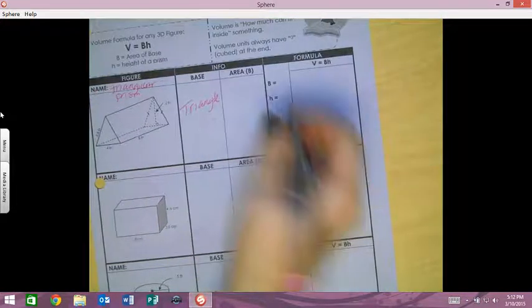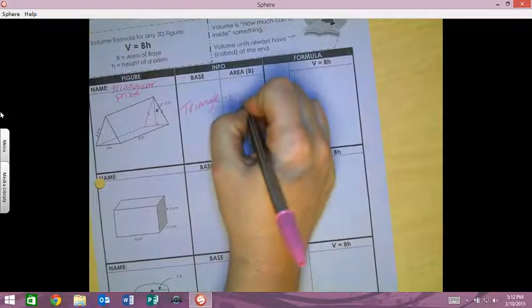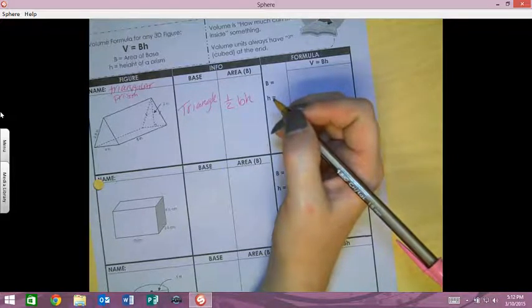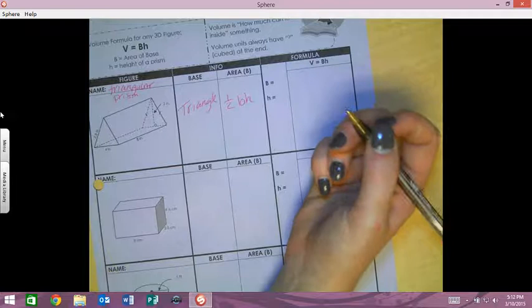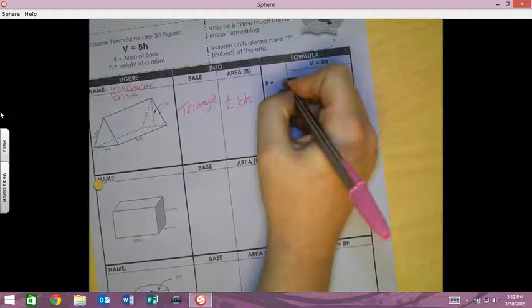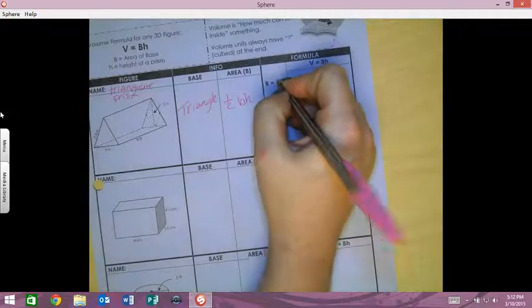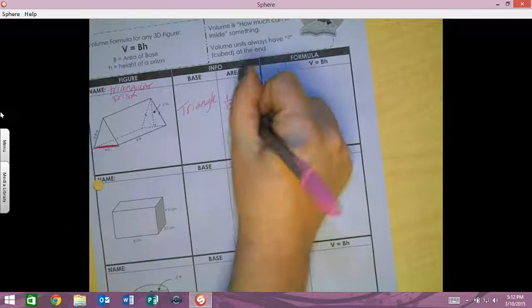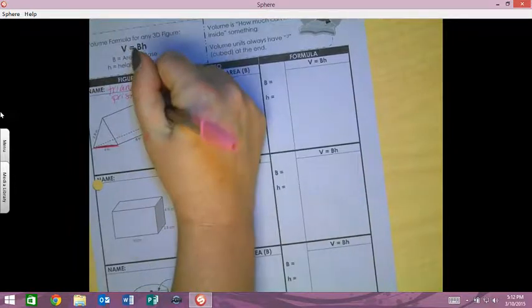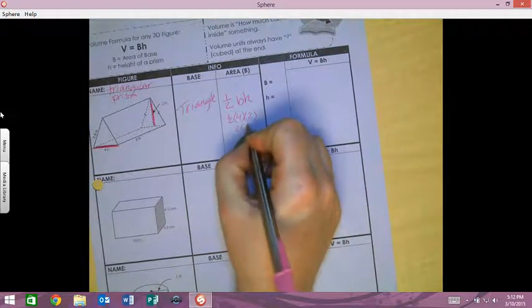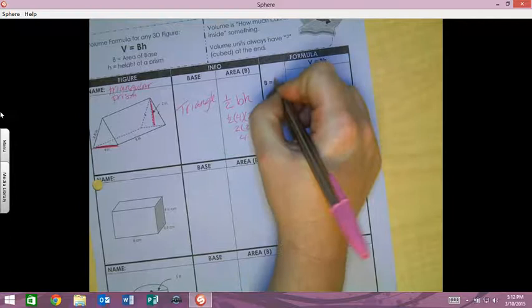So how do we find the area of our base? We actually do 1/2 base times height. Now that's the base of the triangle, not the big B, which is the area of the base. So for this one, now we just need to fill everything in. Our big B is, let's work it out, 1/2 of 4, because here's the base of our triangle, times 2, because this is our height right here. So, 1/2 of 4 is 2, and 2 times 2 is 4. So our big B is 4.